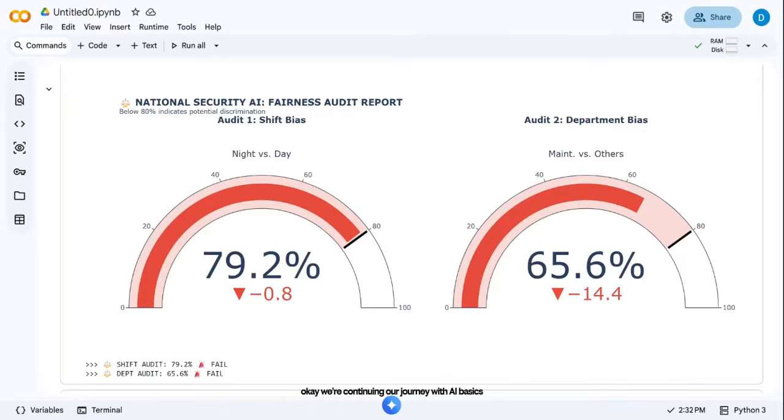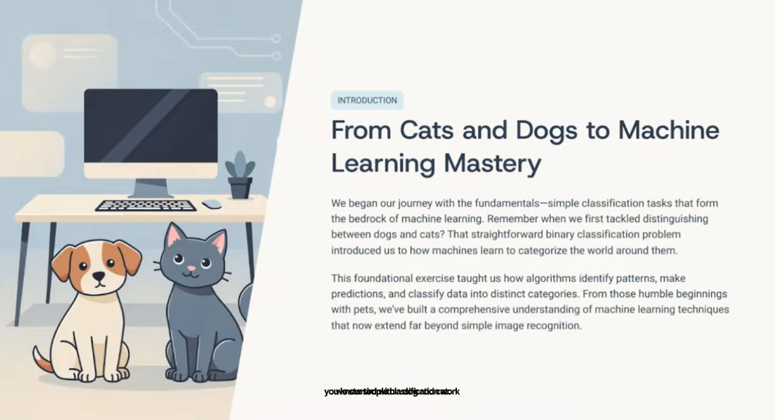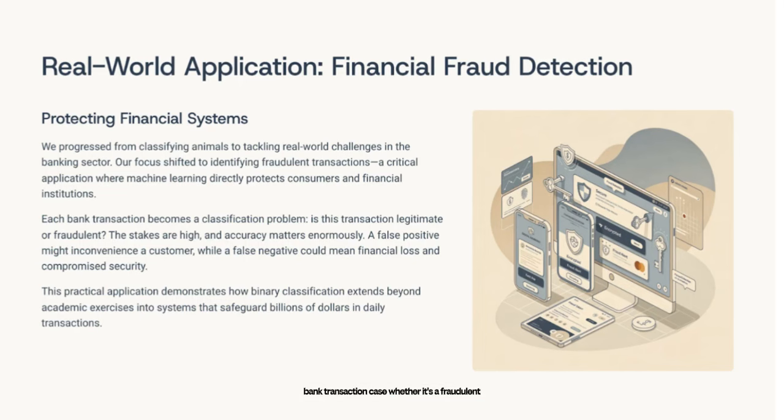Okay, we're continuing our journey with AI basics. And you probably hate this by now because you've been hearing so many times about our journey where we started. We started with a dog and cat, simple classification work. And then we moved on to classifying bank transaction cases, whether it's a fraudulent transaction or a valid transaction.